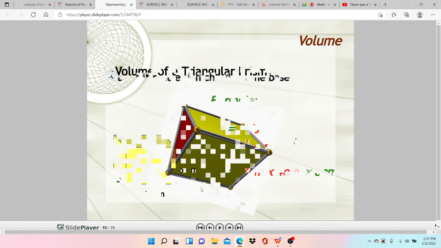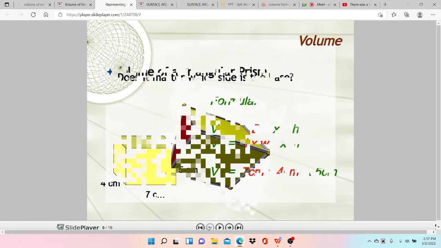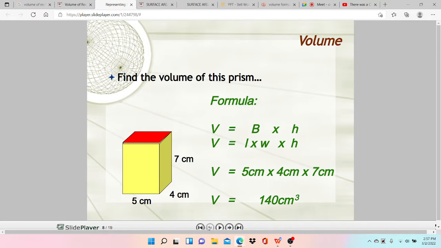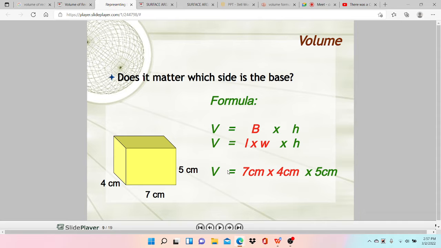So this one, go back. Okay, the same with this one. Length times width, that's the base. 4 times 7. 7 is the length, 4 is the width. And the height is 5. Okay.